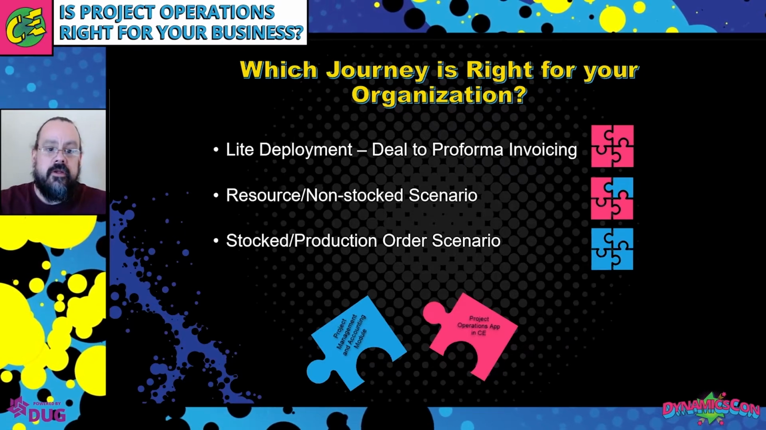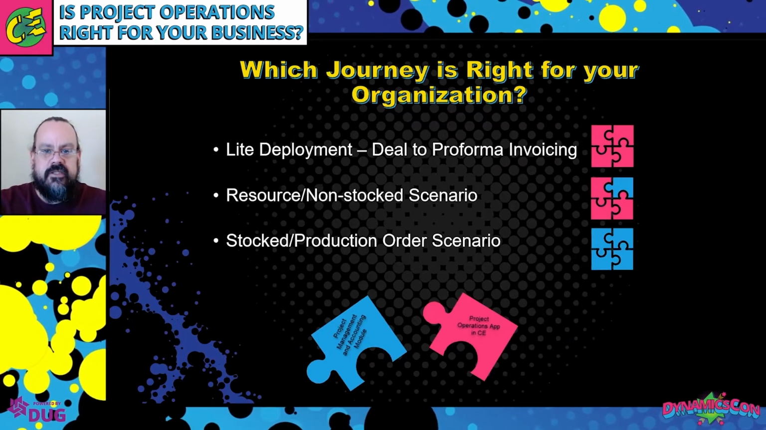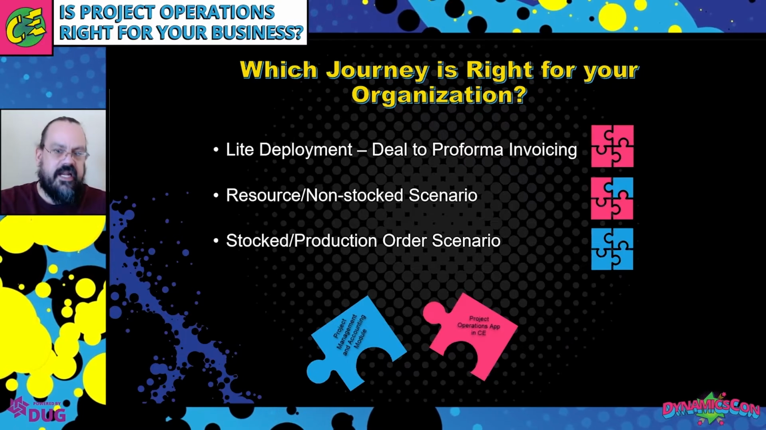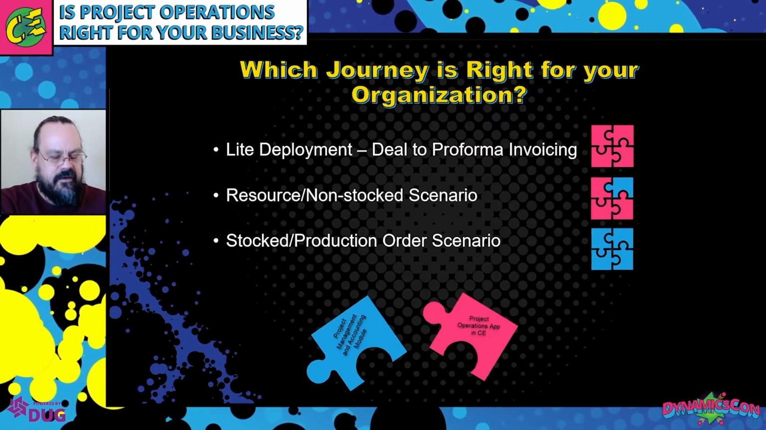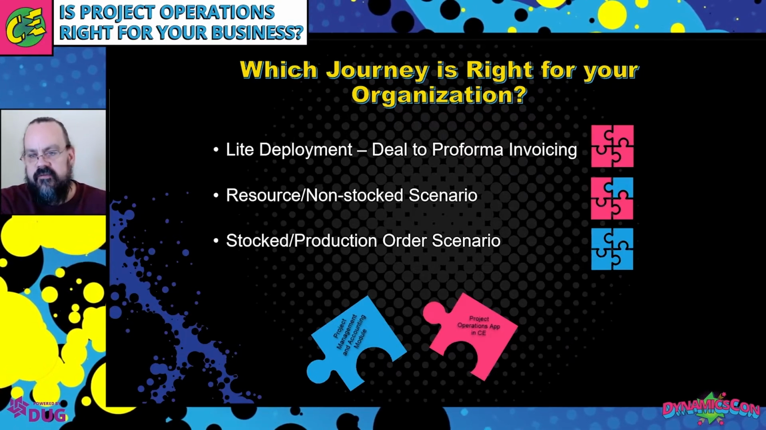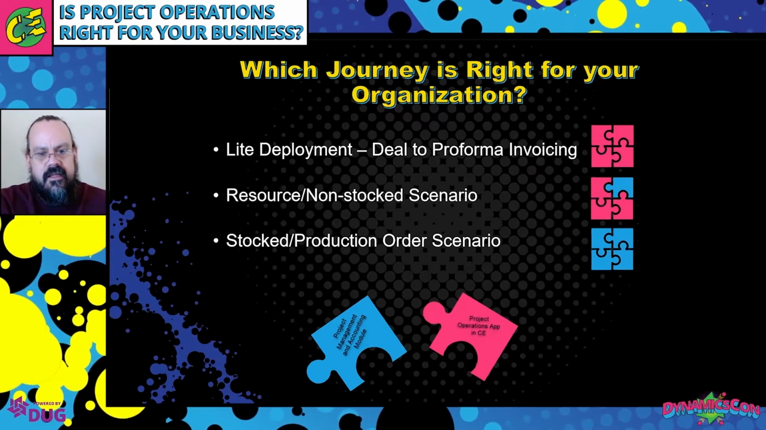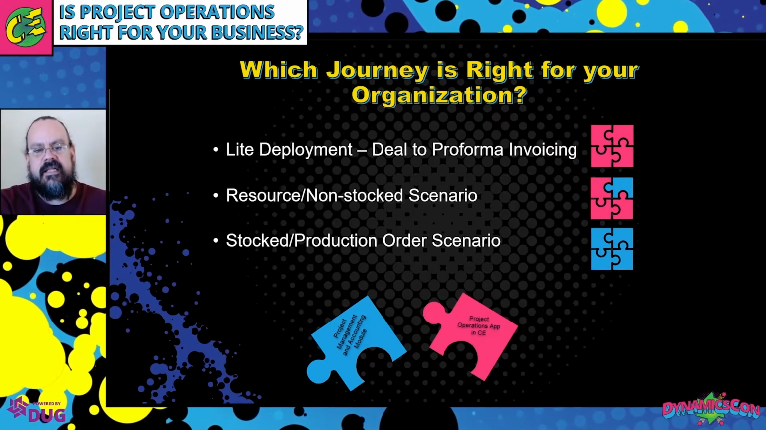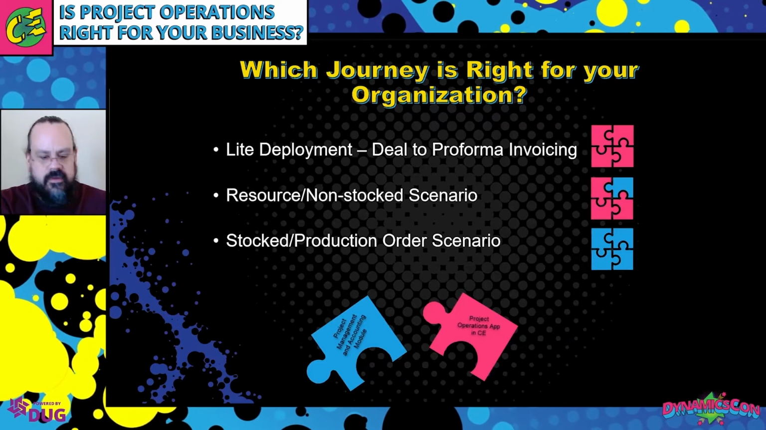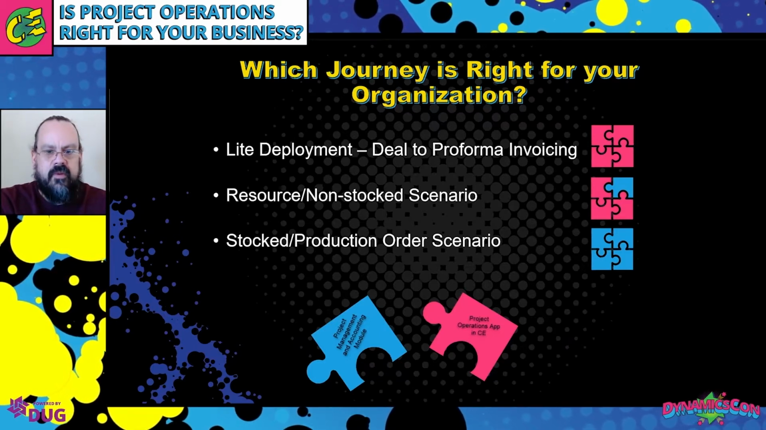Do you not? You go through that checklist, and essentially you'll come up with the scenario that says, yeah, hey, we're let's say a purely professional services type firm. We don't do any inventory, anything like that. So that resource non-stock scenario might be the way to go.